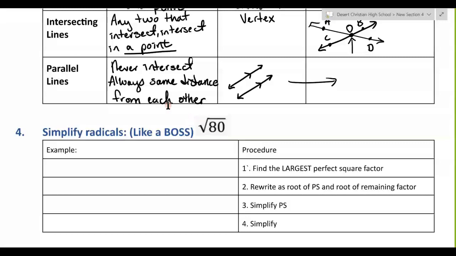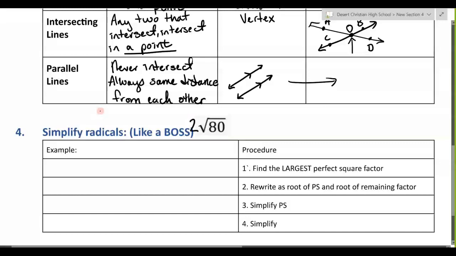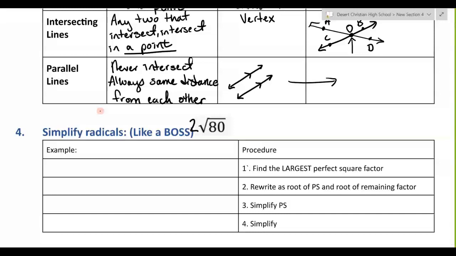I'm going to adjust this question here, add a 2 in front. We're going to make this 2 radical 80. And to simplify radicals properly, we need to know our perfect squares. So I'm going to write it this way. The square root of 1 is 1. The square root of 4 is 2. The square root of 9 is 3. Square root of 16 is 4. Write these down, please. Anything I write on my notes page, you should write on your notes page unless I say otherwise.